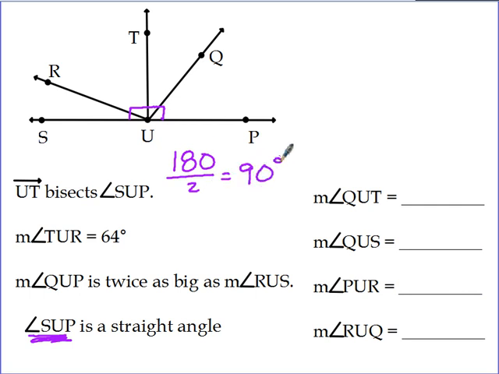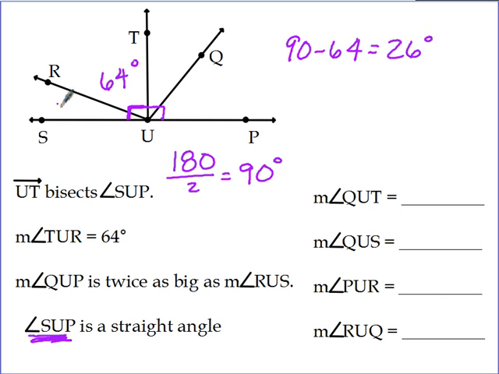Now it tells me that TUR is 64. So TUR, 64 degrees. And then QUP is twice as big as RUS. So QUP is over here, and RUS is over here. Well, I don't have either of those angles right now. So I need to figure out how to find one of them. Well, again, this was a right angle. So if I take 90 minus 64, that's going to give me 26 degrees. So this little angle in here is 26 degrees.